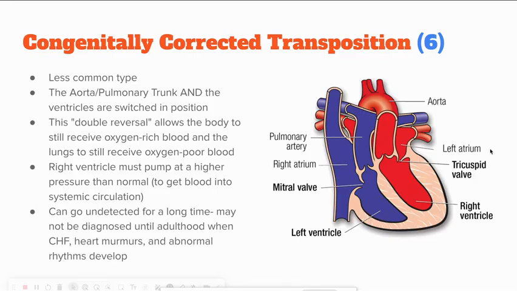However, you have the right ventricle that is ultimately connected to the aorta and has to pump blood out to systemic circulation. And the right ventricle usually isn't used to having to do this, so it can actually atrophy over time. That buildup of pressure can actually damage your right ventricle. But this can go undetected for a long time, but patients can usually develop heart murmurs, CHF, and abnormal rhythms down the line.